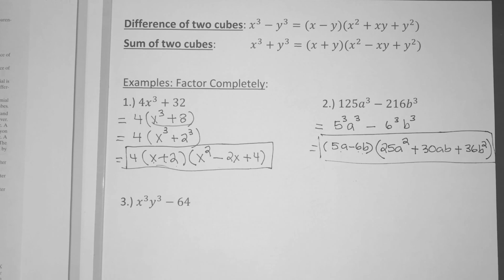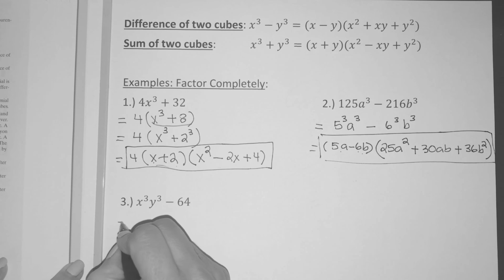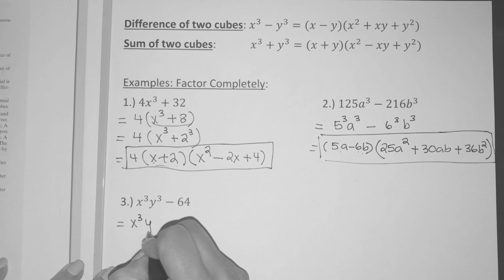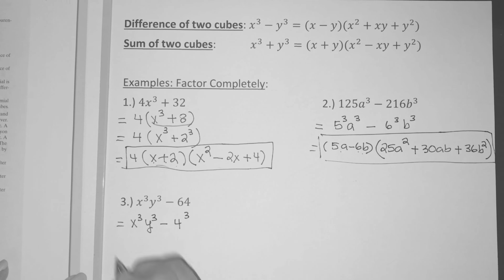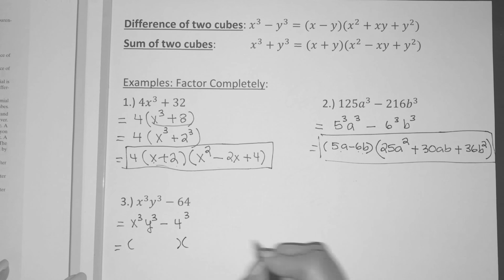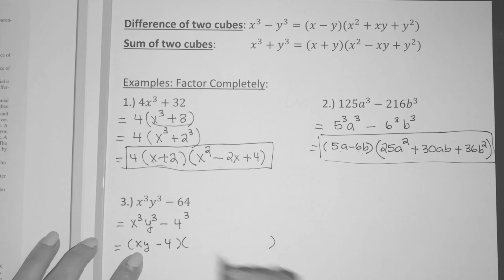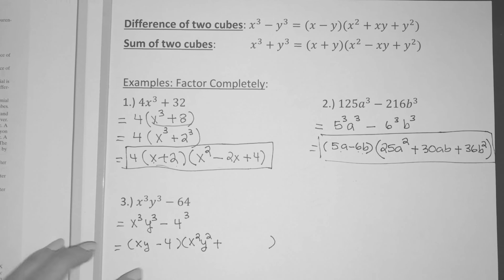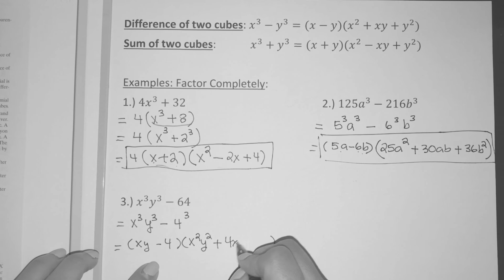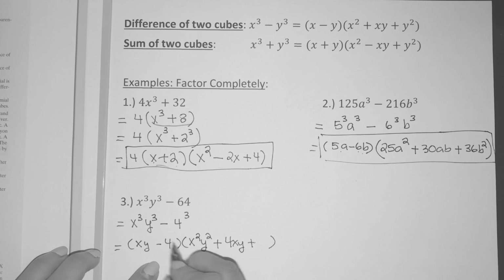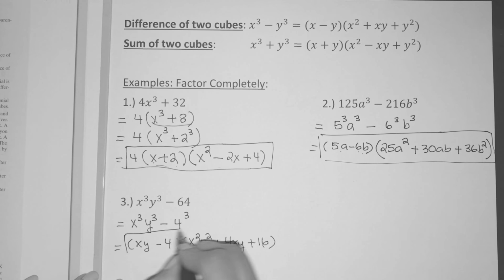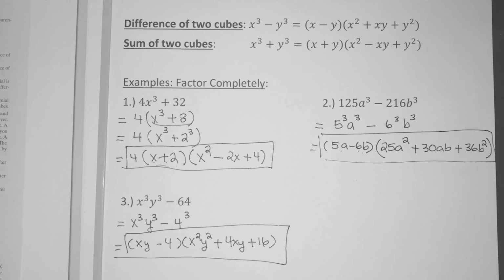Last example, I'm going to do the same thing. There's no GCF, so I just write everything with an exponent of 3. 64 is 4 to the third. And then we just write two parentheses. The first one should be xy minus 4. And then the second one, square the first term: x squared, y squared, opposite sign, multiply 4xy, plus square the last term, 16. And that is our last example.